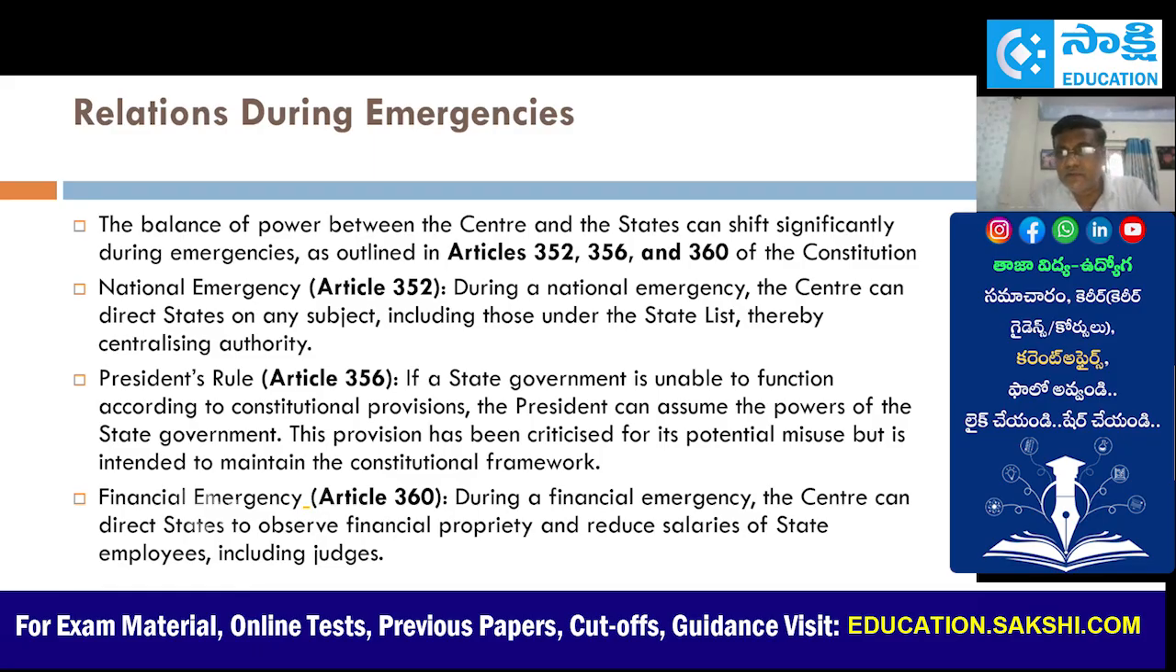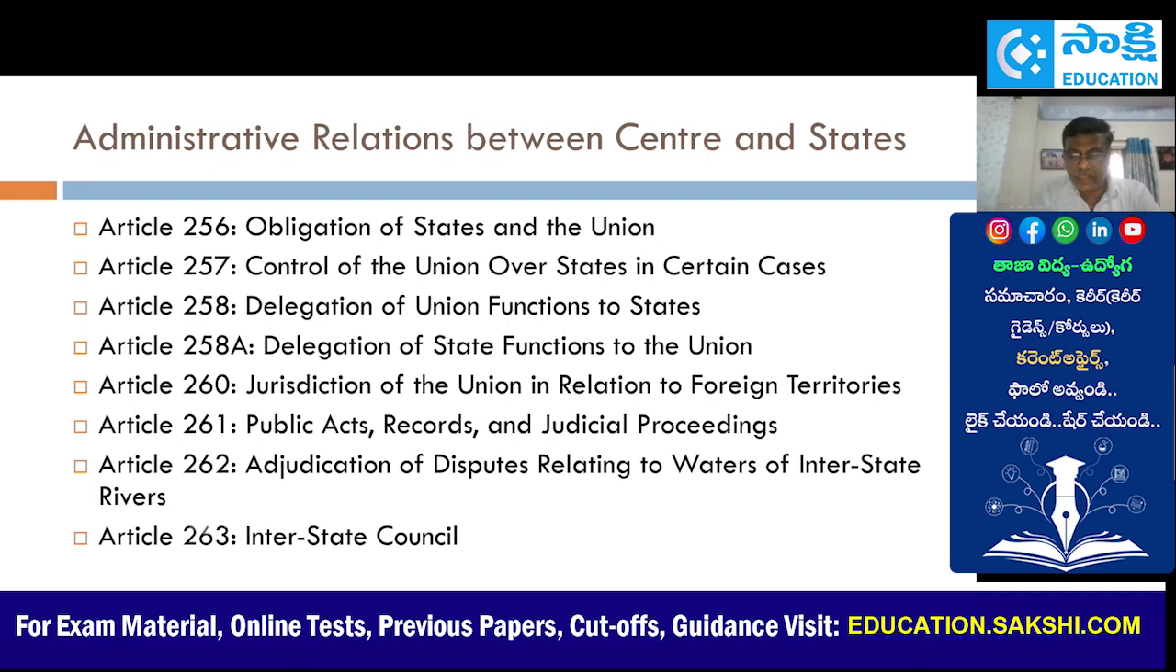The next one, administrative relations between the center and states. In one of the PPTs, I have provided all the articles related to the relation between central government and state government. As I mentioned earlier, the administrative relation between the center and states are outlined in Part 11 of the Constitution under Articles 256 to 263, as far as the relation between union government and state government.